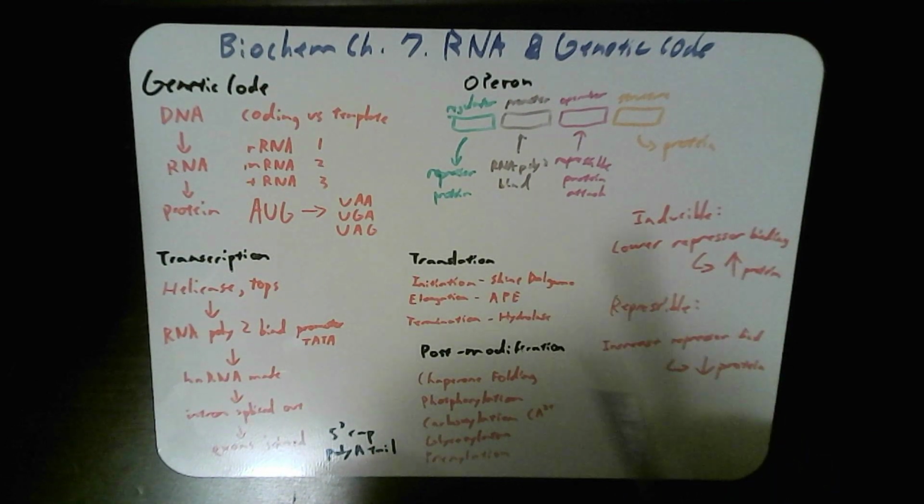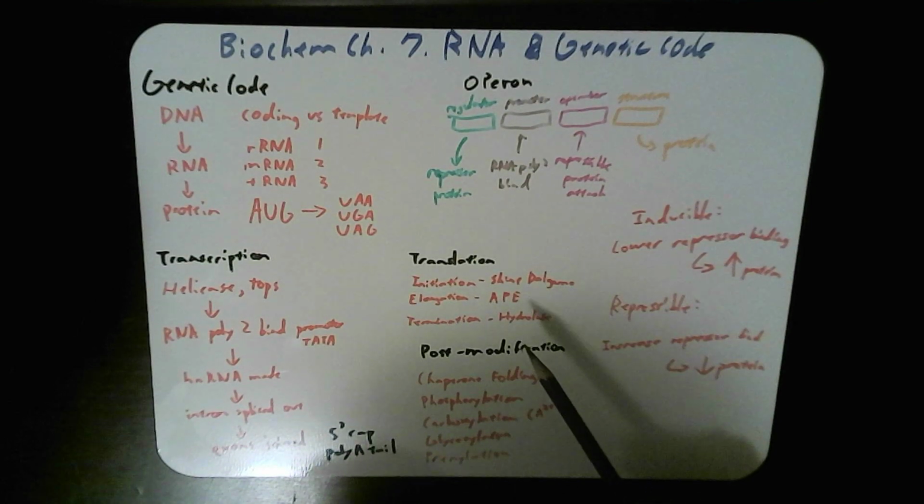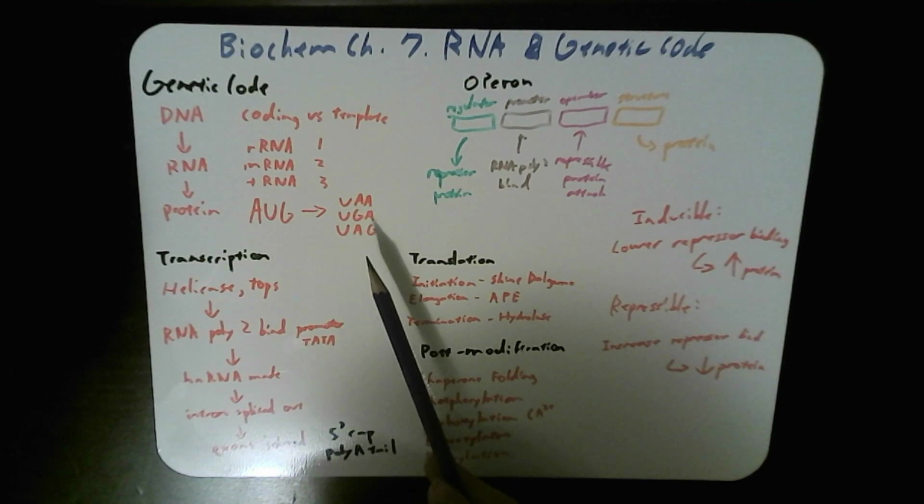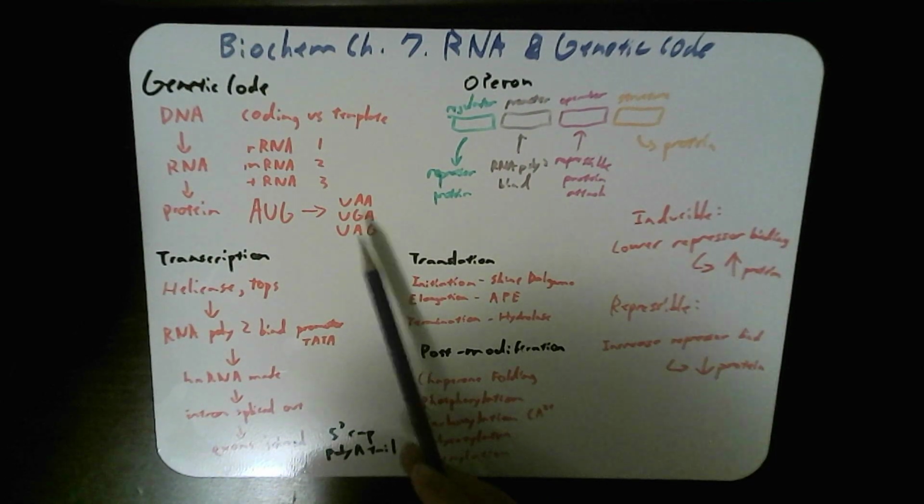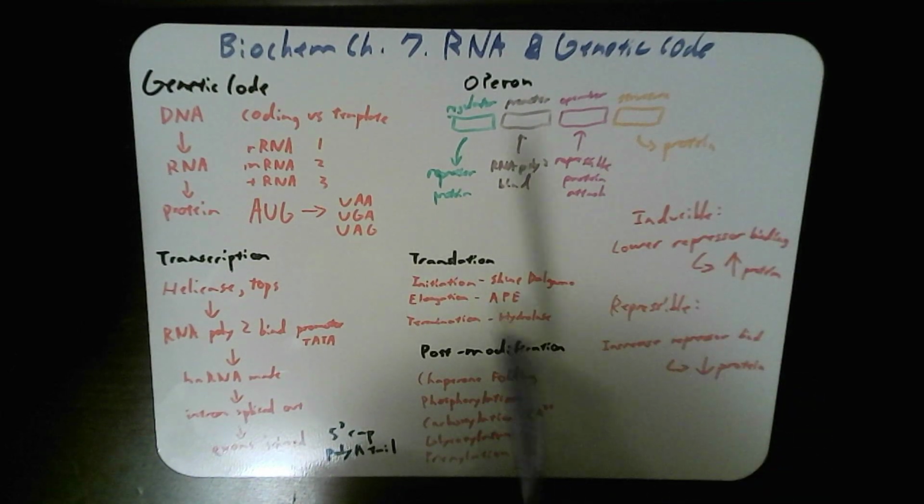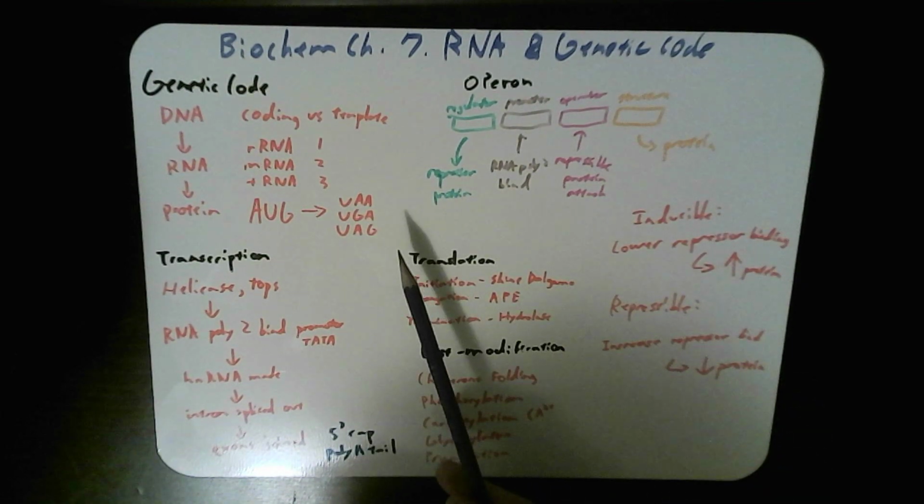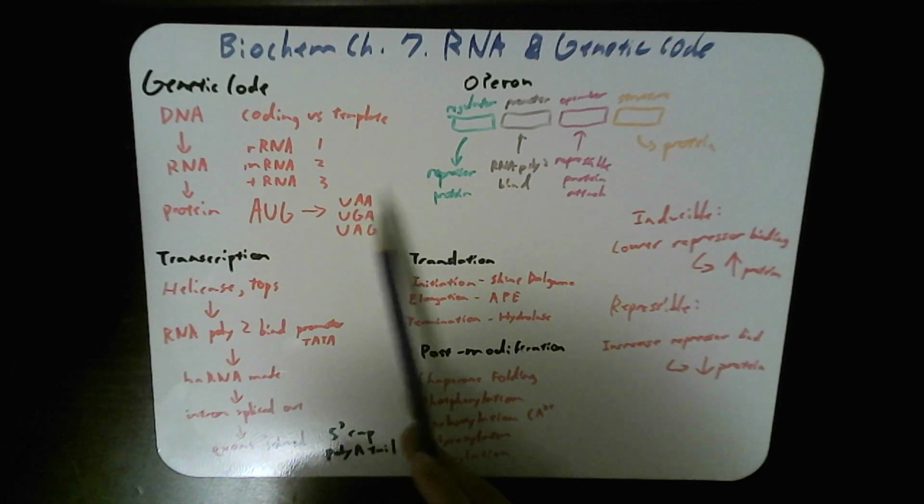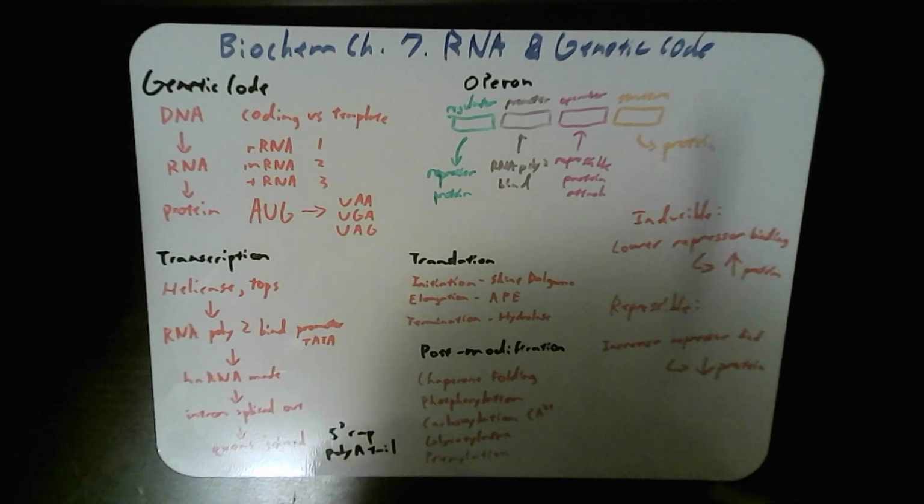Termination is done by hydrolase, which adds a water molecule there to cut off the end and stops the chain. This is in conjunction with the codons UAA, UGA, or UAG. Those don't actually code for an amino acid, but those are the terminations. So you can remember them, the abbreviations by: U Are Annoying, U Go Away, U Are Gone.